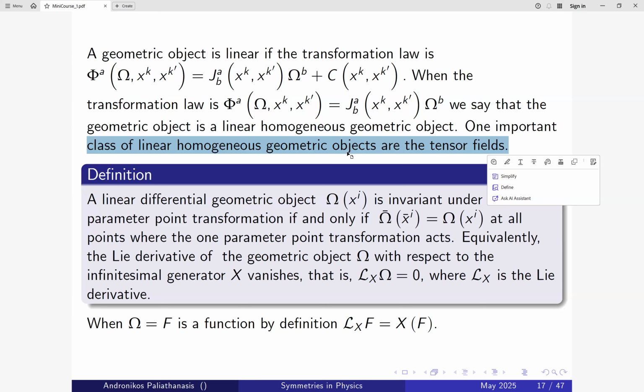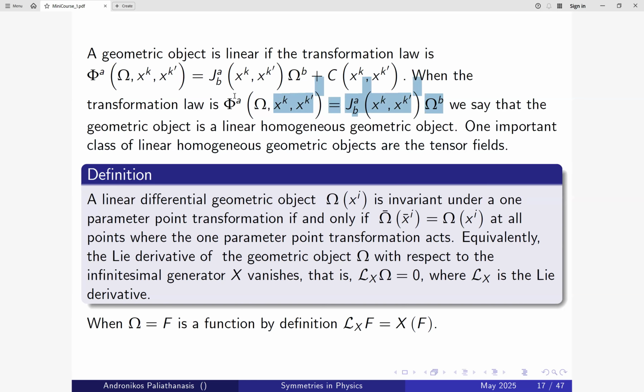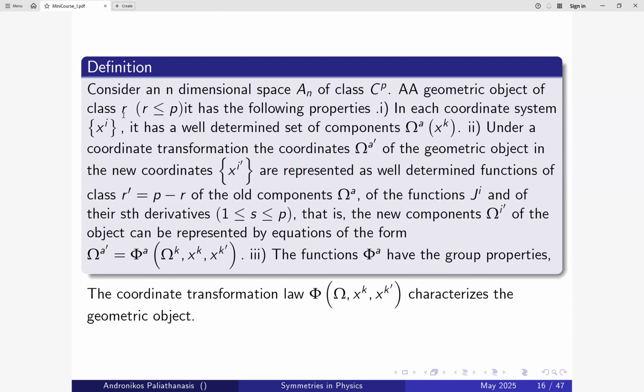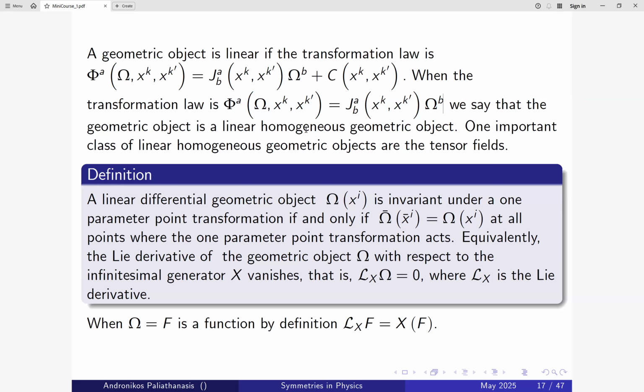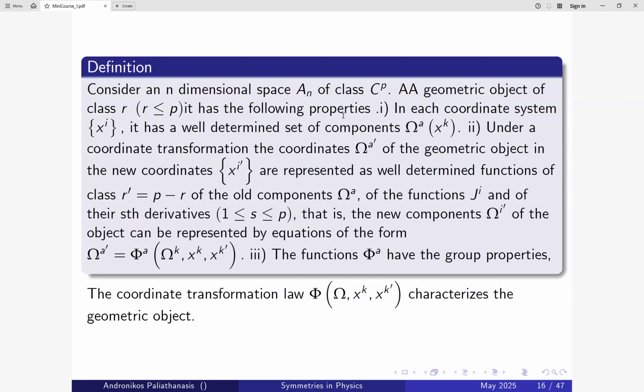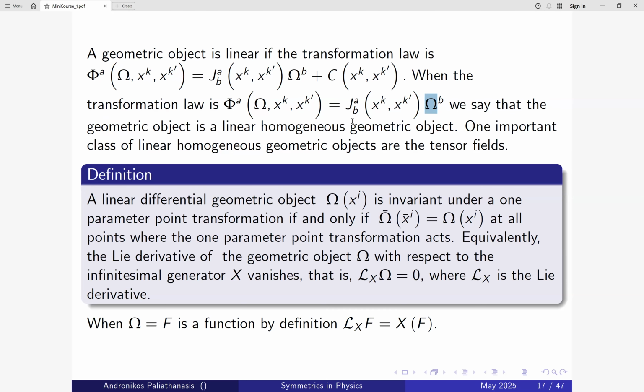A tensor field is a geometric object with this law of transformation. When R is equal to 1, the tensor field is a vector field. When R is equal to 0, the tensor field is a function. When R is equal to 2, we have a second rank tensor field, etc. It is important to observe that since J is a Jacobi matrix, if a tensor field has component 0 in a specific coordinate system, then in every other coordinate system its value will remain 0. However, that's not true for other linear geometric objects which are not homogeneous.